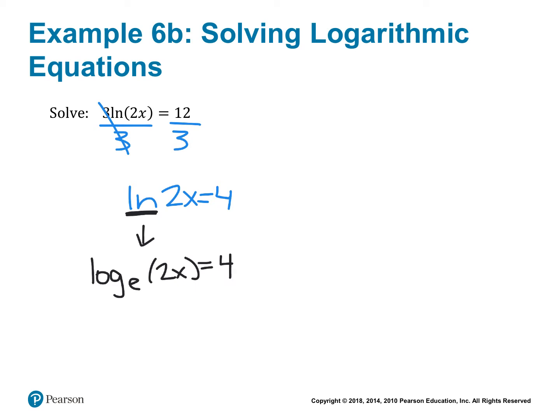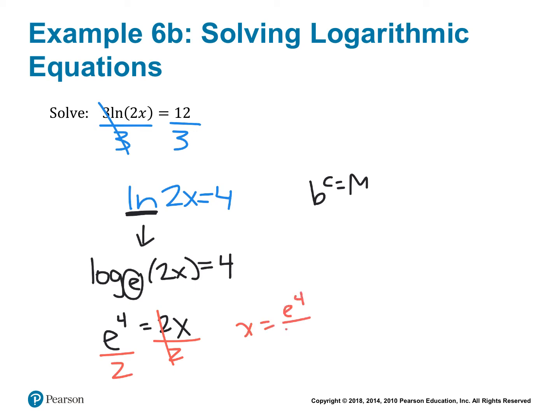Then we said that b to the c equals m. So we can say e to the 4th equals our 2x. But then we'd still have to divide by 2 to isolate the x. So that means x equals e to the 4th divided by 2.